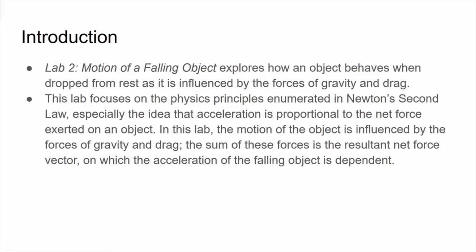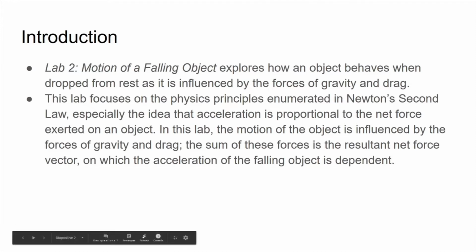So in this lab, in contrast with the first lab where velocity was constant and therefore net force was zero, the net force is negative up until terminal velocity is reached. So in this lab, the object actually does have an acceleration, and it's based on the net force exerted on the object as a result of gravity, and then of gravity and drag in the more realistic model.